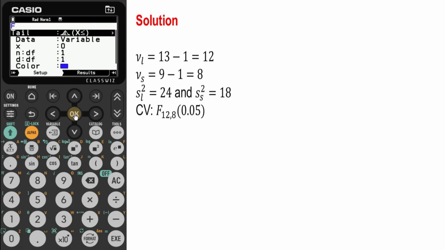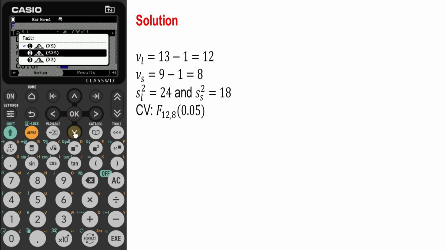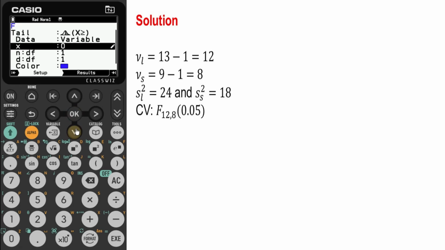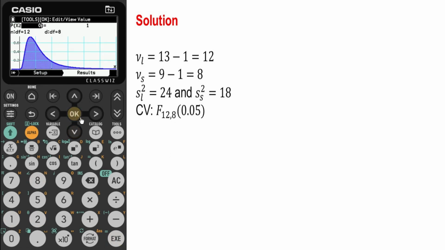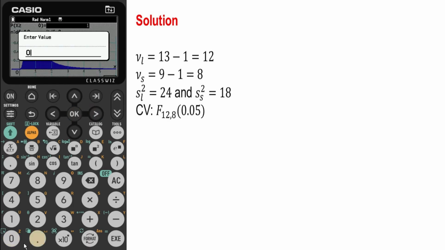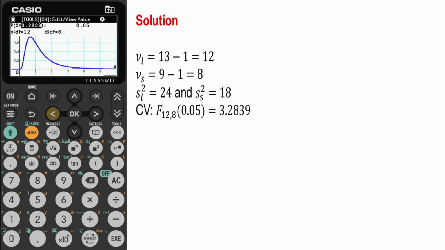We have an F distribution. Let's change the tail. We have 12 and 8 for our degrees of freedom. We have the critical value equaling 3.2839. We now need to find the test statistic.